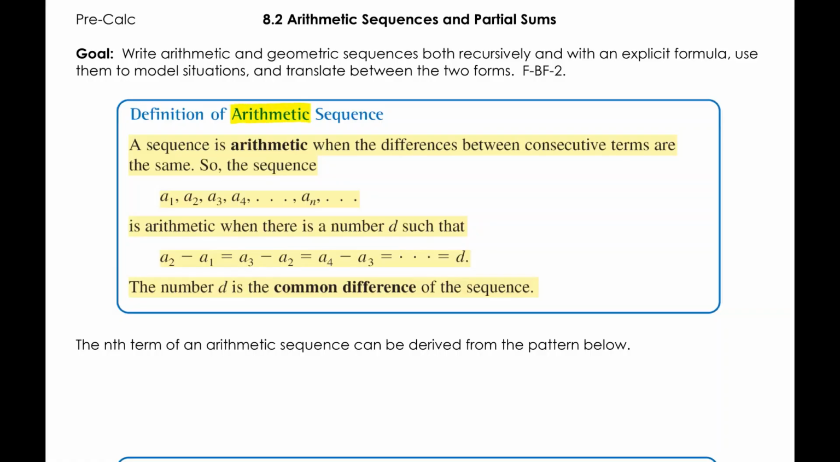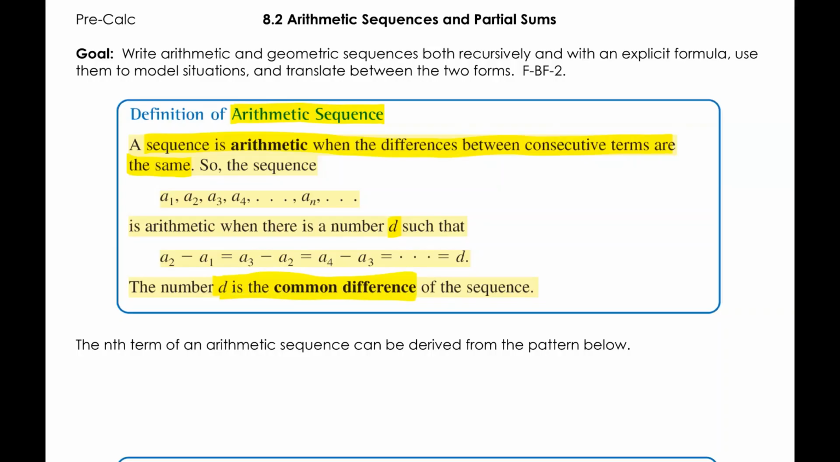If a sequence or series is arithmetic, this is what is true: there is a common difference between consecutive terms. So what we have to do is identify this common difference, and that's denoted with the variable d.